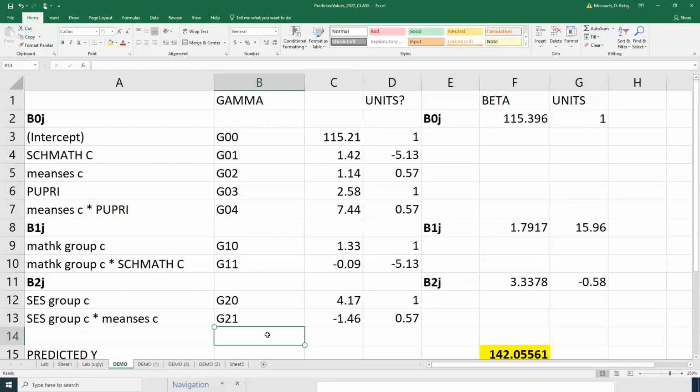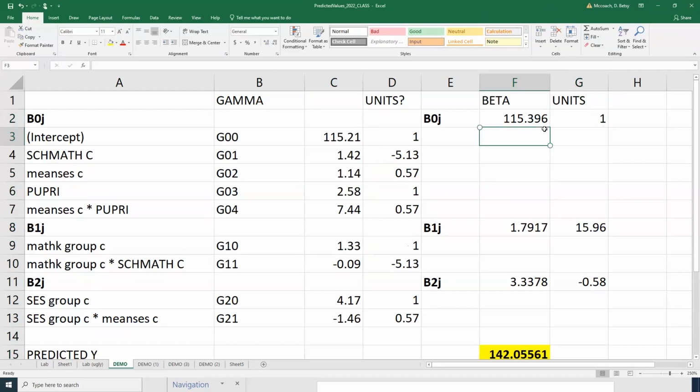So basically what I'm doing is I'm coming up with my predicted betas, my predicted beta j's. And then over here, I'm saying, how many units should that be multiplied by? 1 for the intercept, because it's the intercept. Here it's 15.96 because I'm multiplying it by math kindergarten group mean center. Here it's multiplied by -0.58 because now it's the SES, group mean centered. And if I multiply all these out and add them together, I get my predicted Y. But you can look at the formulas and see that I'm literally just taking these multiplied plus these multiplied plus these multiplied.